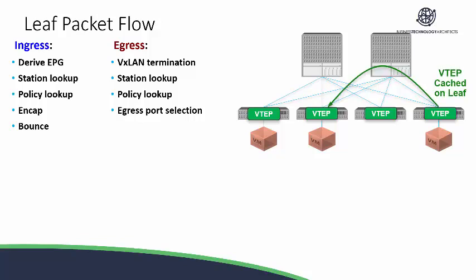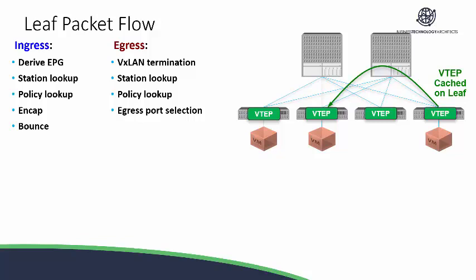So in this case, if we have a VTEP that's cached on the leaf, the leaf itself will forward that. Well, actually, not really true. This is kind of confusing, especially to me. But on ingress, we'll derive the EPG, we'll look at the station lookup, and we'll examine the policy and the encapsulation.